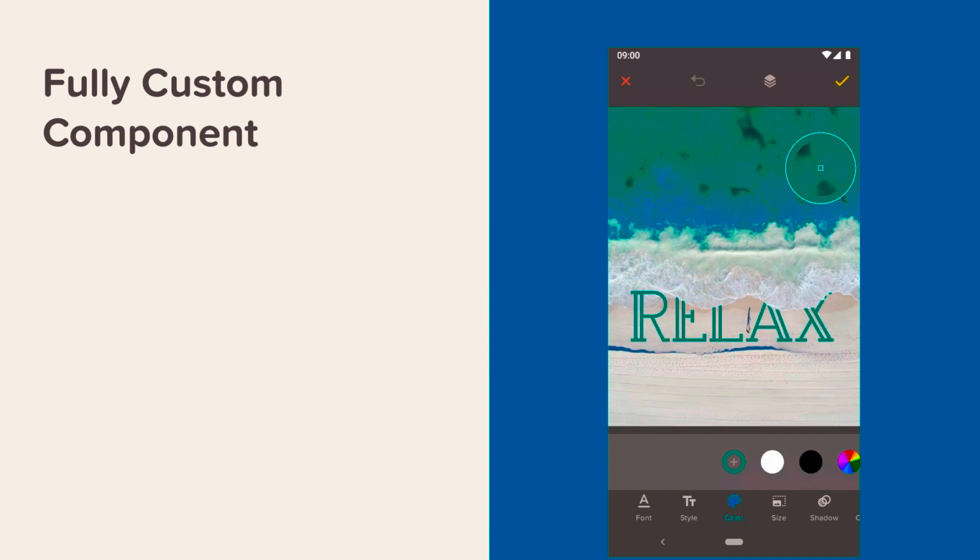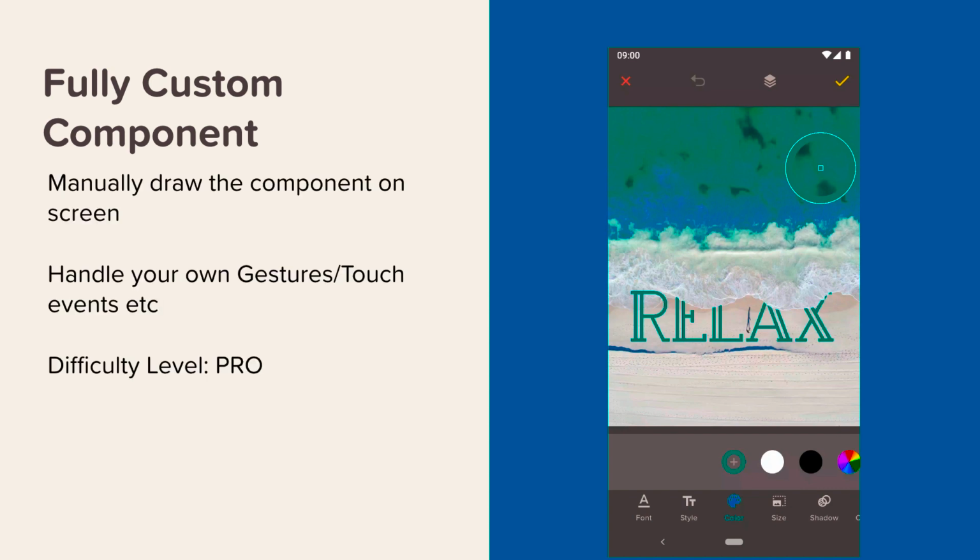I'm going to talk more today about fully custom components, as I like to call them. Basically, these are ones that you are drawing on the screen yourself. You are manually drawing things, so you're saying draw a rectangle at this point, draw a circle at this point, draw a bitmap at this point, and that kind of thing. This, I would say, is pro difficulty, because it gets a lot more complicated. You have to work with a canvas. You have to maybe even handle your own gestures or touch events, and that can get quite complicated. As we know, the Android system already handles a lot of that for you. So this is a lot more difficult to implement.